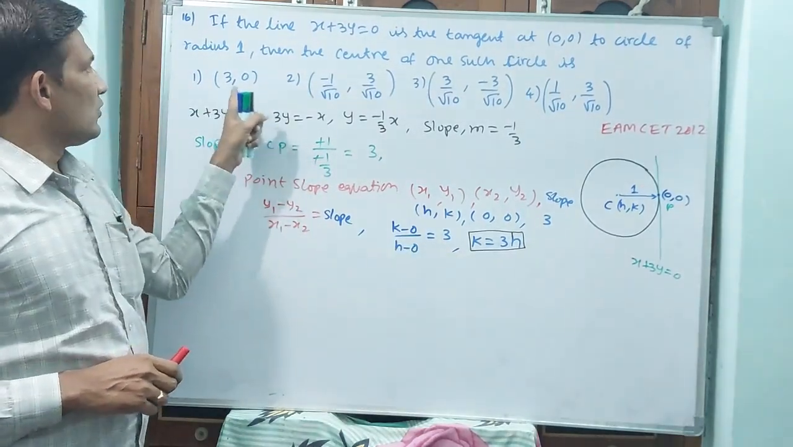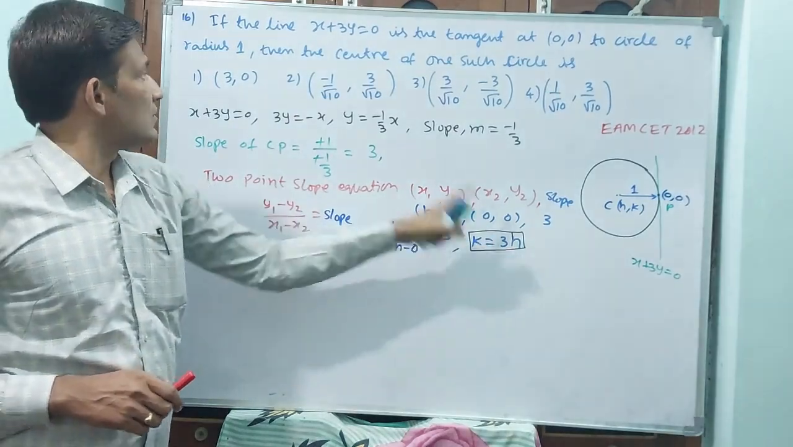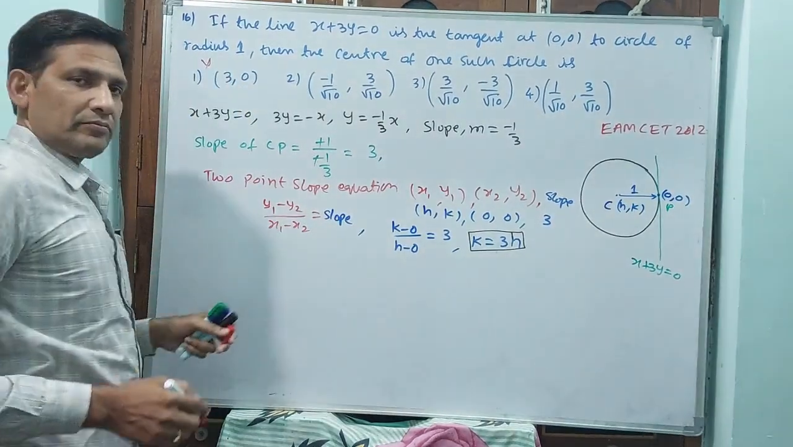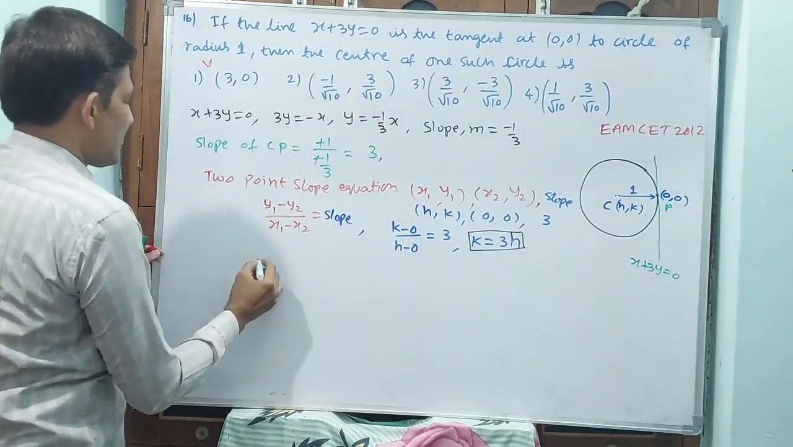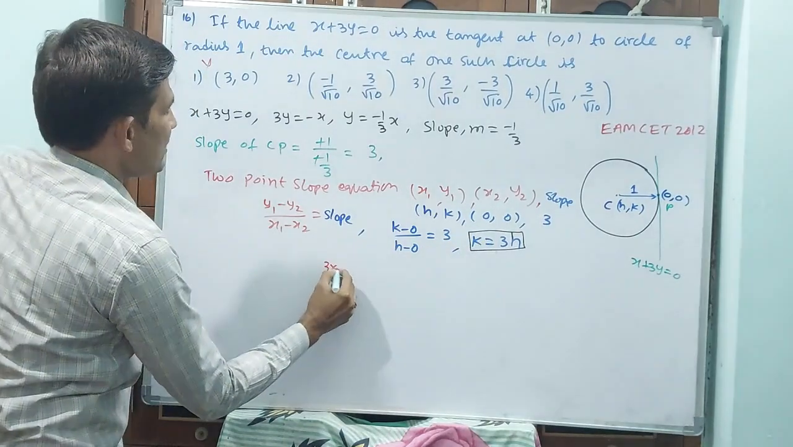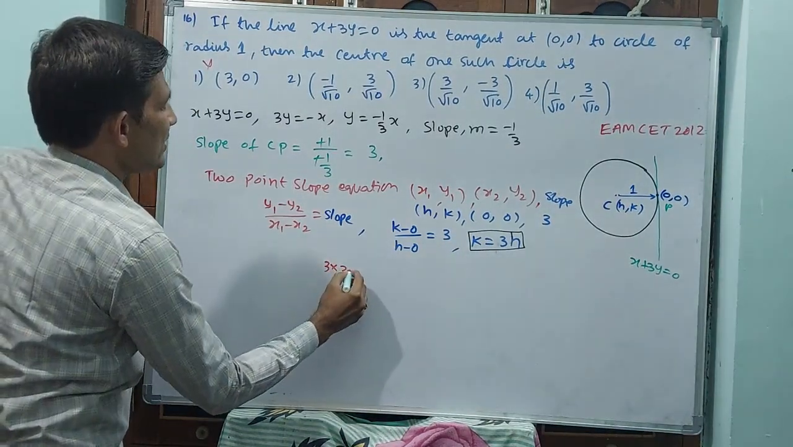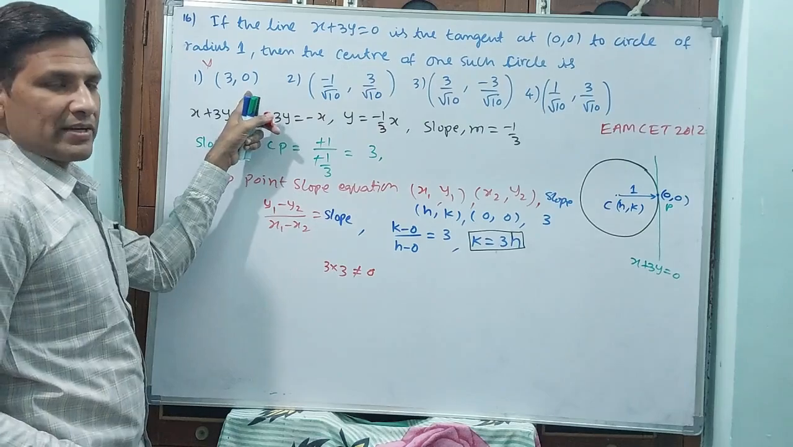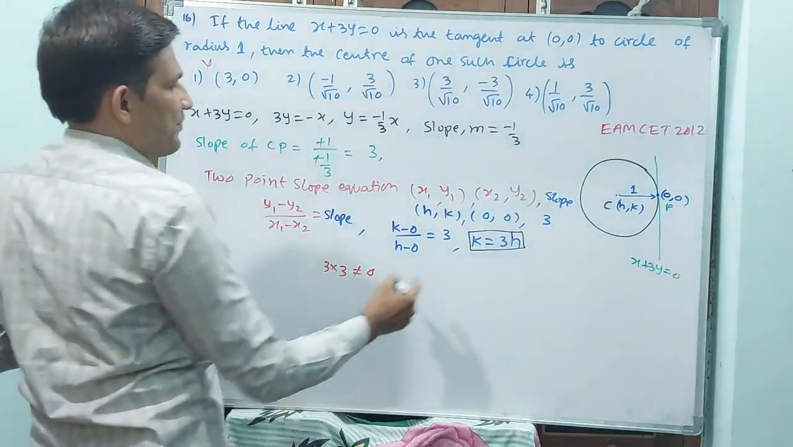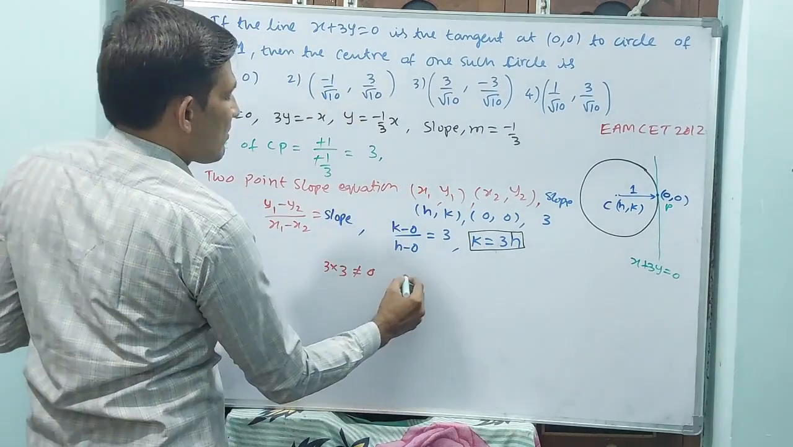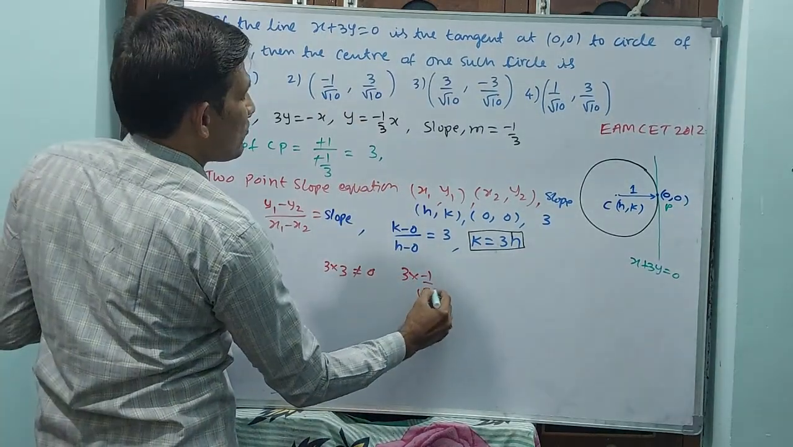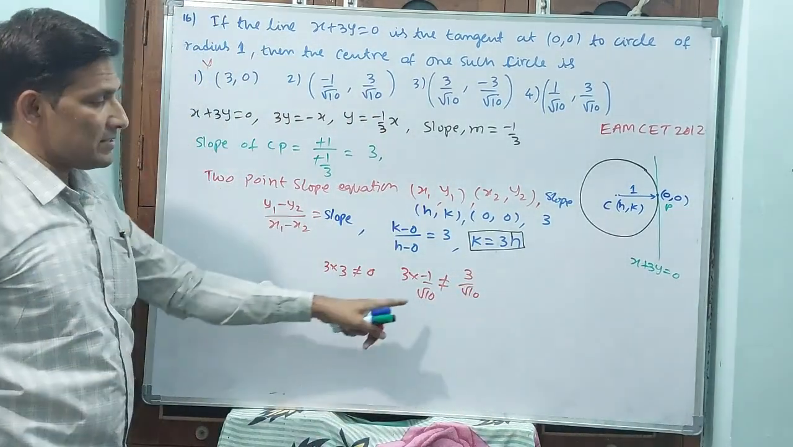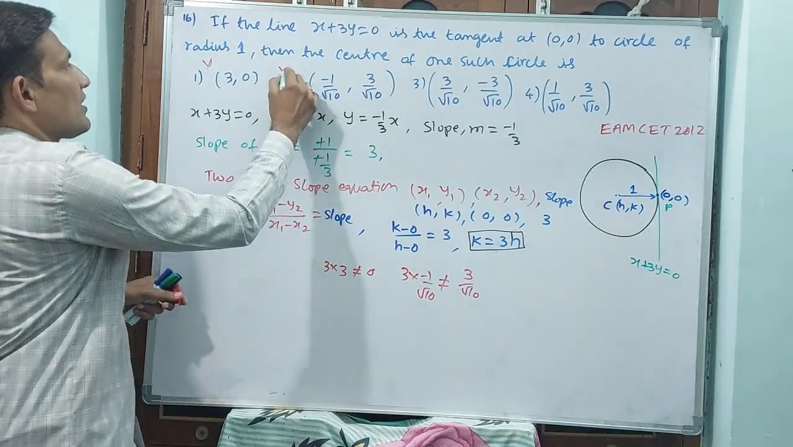Simply substitute these values. If the x coordinate is h, then 3 into 3 is equal to 0. Is it okay? No, not okay. Why? Because at the point 3, 0, h is 3, and 3 into 3 is not equal to k, which is 0. So the first point is not correct. Second point also, you see: 3 into minus 1 by root 10 is not equal to 3 by root 10, because minus 3 is there.